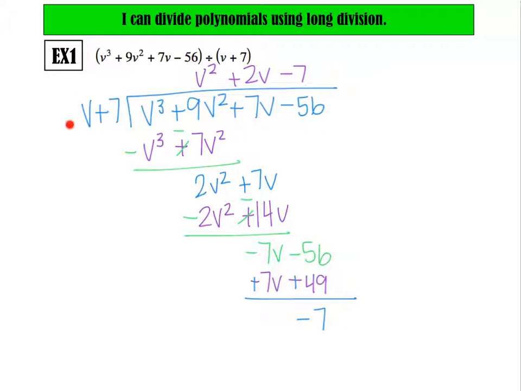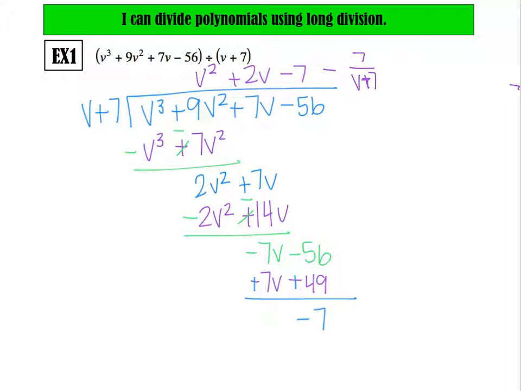Well, there is nothing that I can multiply v by and get negative 7, because if I multiply anything by v, it's going to have that v in it, and I need no coefficient or no variable. So this just becomes my remainder, and I write it just like we did in the regular division. It'll be minus 7 over v plus 7 as the denominator.